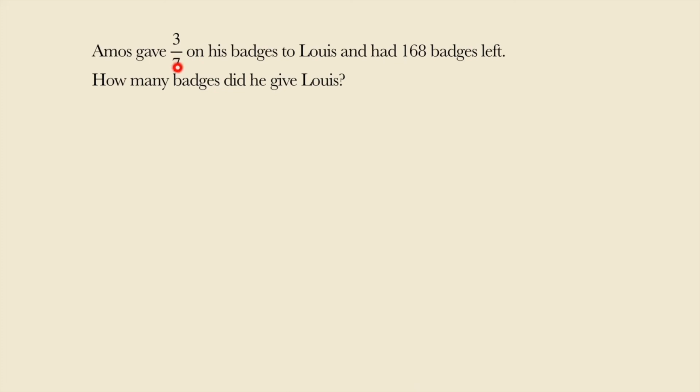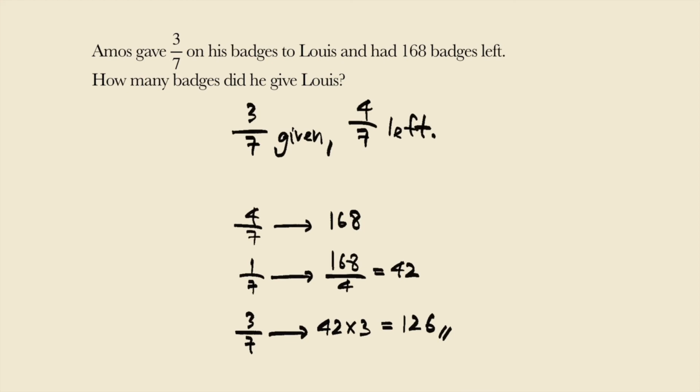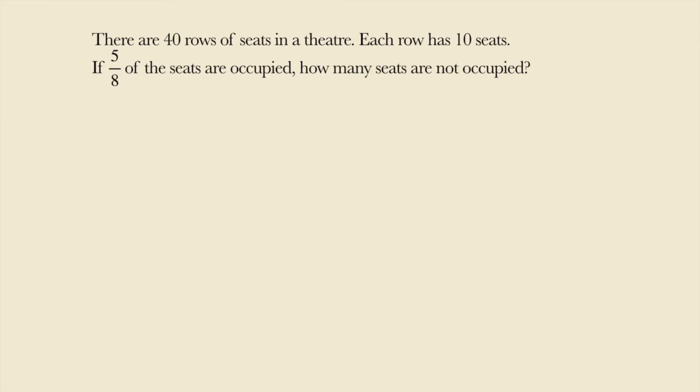Amos gave 3/7 of his badges to Louis and had 168 badges left. So 3/7 given away also means 4/7 left. So if 4/7 represents 168, because that's 168 actual badges left, how many badges did he give? He gave away 3/7, didn't he? So find 1 unit, then find 3 units. You should get 126.